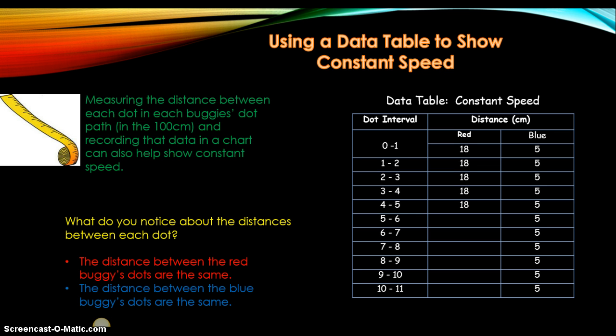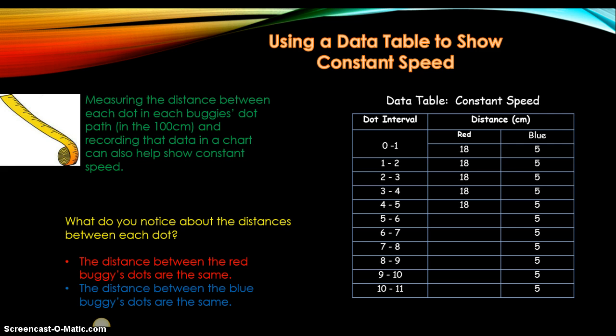Between the start and 1 for the red, it was 18 centimeters. Between dot 1 and dot 2, it was 18 centimeters. And this continues until the car reached 100 centimeters. If you look at the blue's path, it follows much the same pattern as the red. Between 0 to 1, it was 5 centimeters. Between the first and second dot, it was 5 centimeters. And it continues that way all the way down until you've gotten to dot 10 and 11.